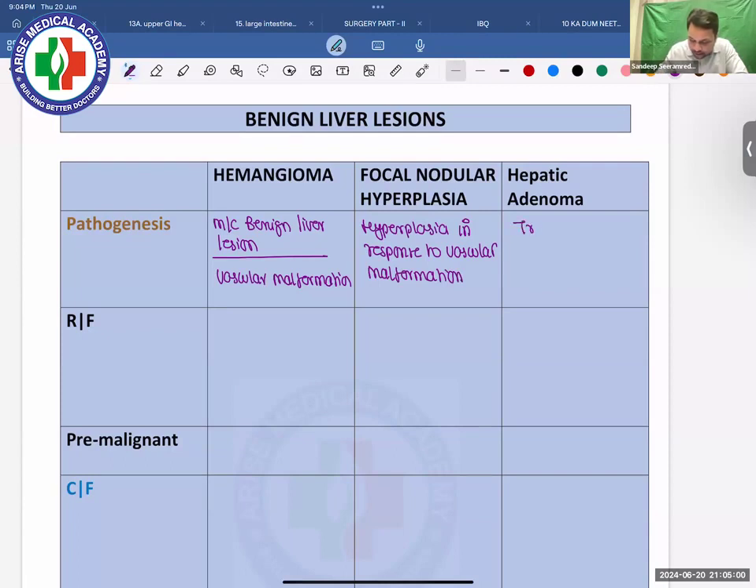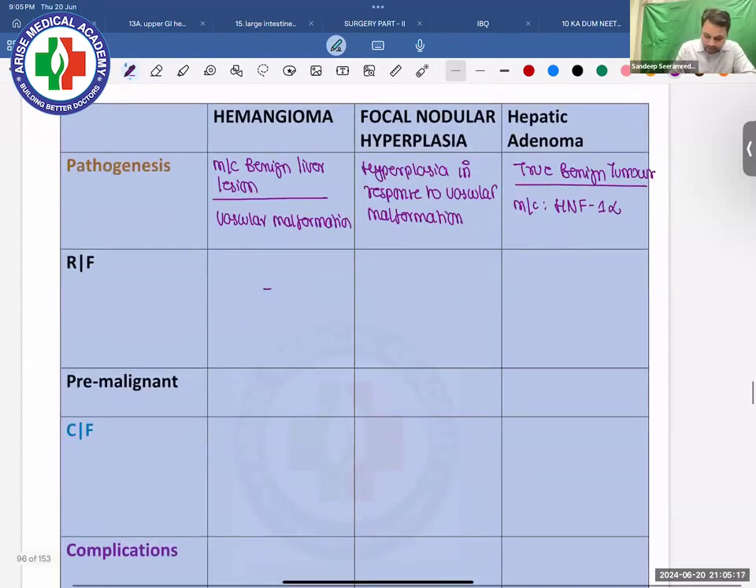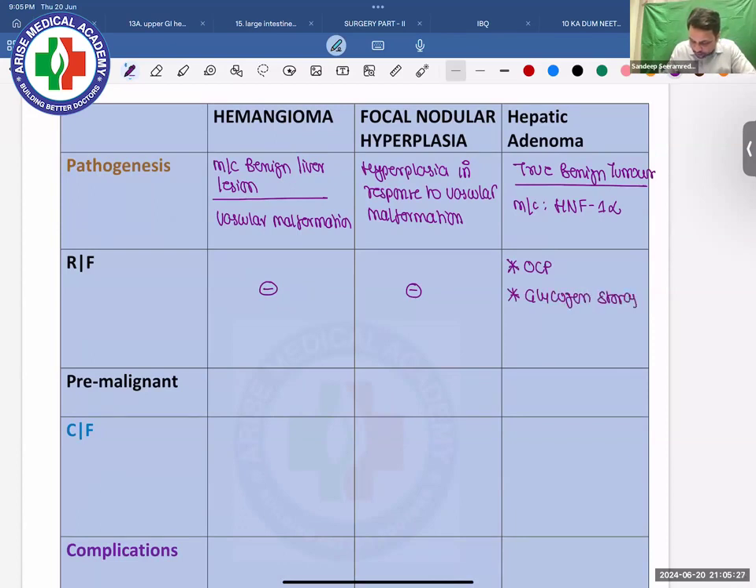Hepatic adenoma is a true benign tumor. And remember, the gene responsible is going to be HNF1 alpha gene mutation. There are no specific risk factors for the others. For hepatic adenoma, it is OCP as well as glycogen storage disease. The glycogen storage disease is usually seen in type 1 and type 3. The third one is non-alcoholic fatty liver disease, that is steatohepatitis, right?